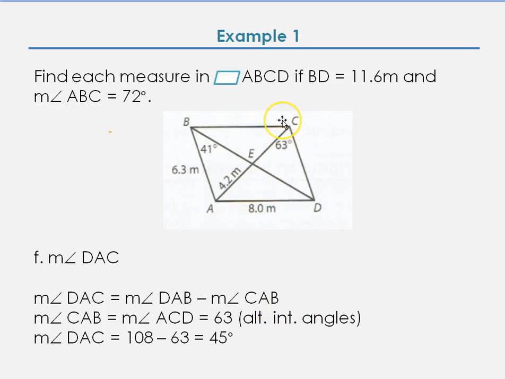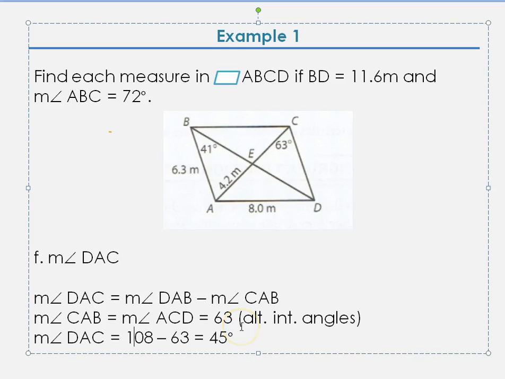Let's find DAC. DAC equals the measure of angle DAB, the whole angle, minus CAB. So we're using consecutive angles, and the measure of CAB equals the measure of ACD, alternate interior angles. So if DAC is the measure of DAB minus CAB, and we know that CAB is 63, then DAC equals 108 minus 63, which is 45.